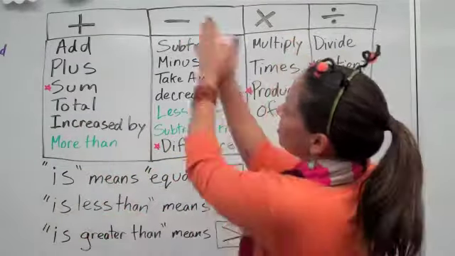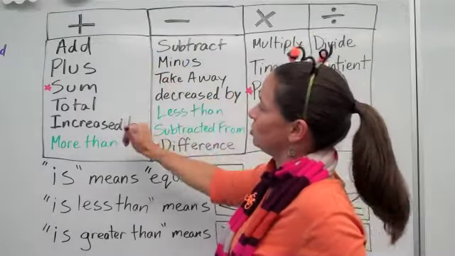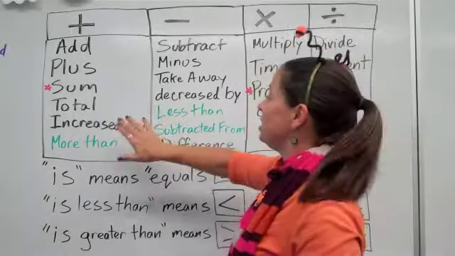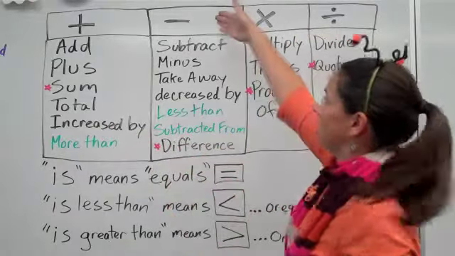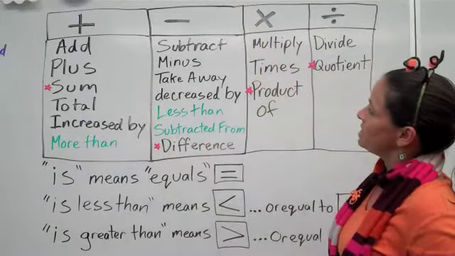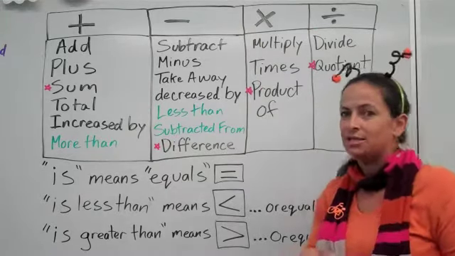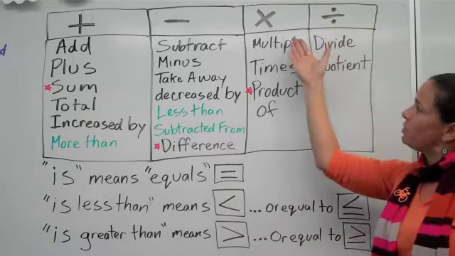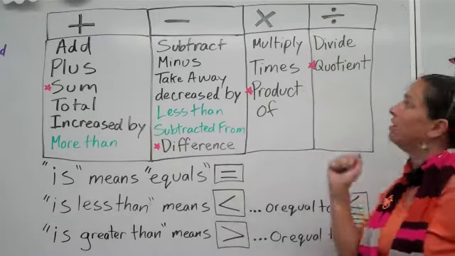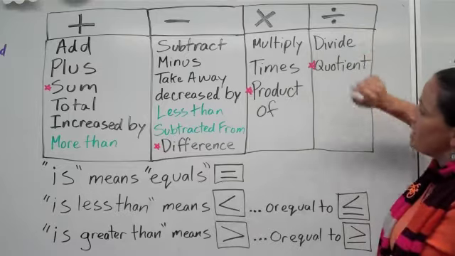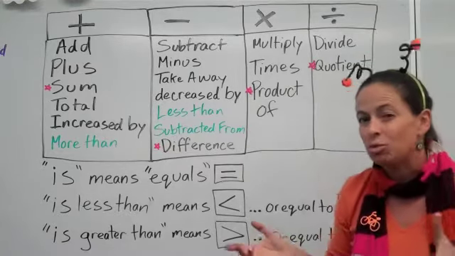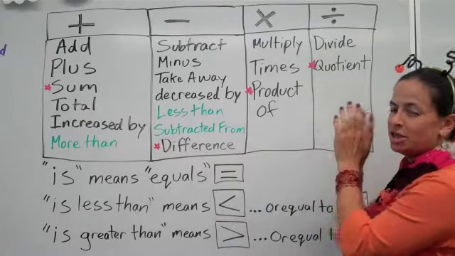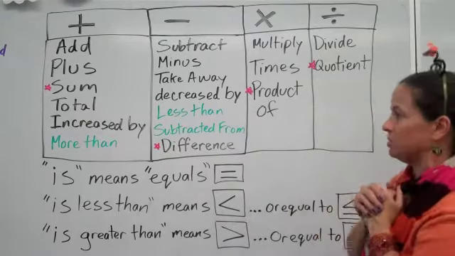So if you have the operation of addition, you could use the word add, plus, sum, total, increased by, and more than. Subtraction, you've got your word subtract, minus, take away, decrease by, less than, subtracted from, difference. Multiplication, you've got multiply, times, product, of. For division, you've got divide and quotient. Now there's also the word per, and sometimes per can be a multiply or a divide, so that's one of those key words that kind of helps you sometimes also.